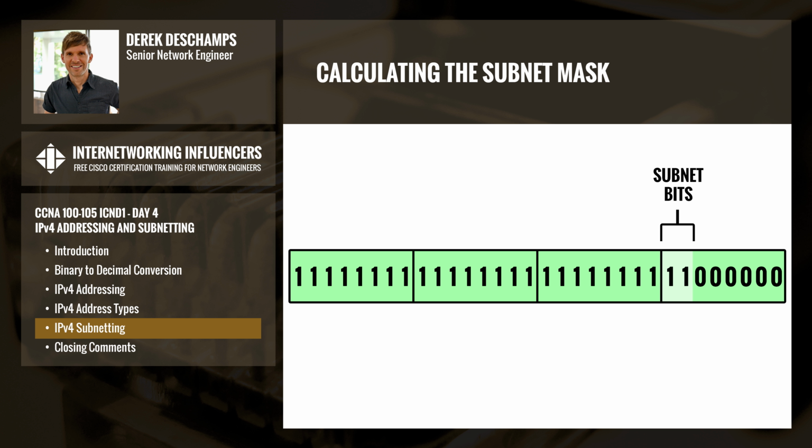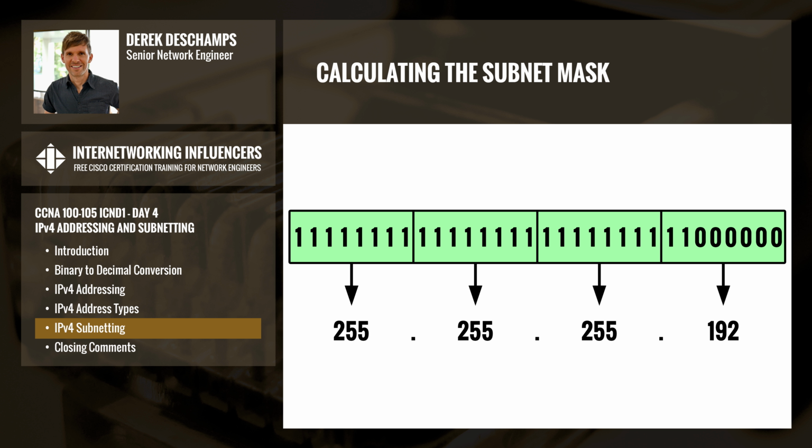We then borrow the 2 bits from the host address portion of the subnet mask to be used for subnet bits and change each of their values to 1. Once we convert each octet back to decimal, we get the new subnet mask for our 4 new subnets, which is 255.255.255.192.